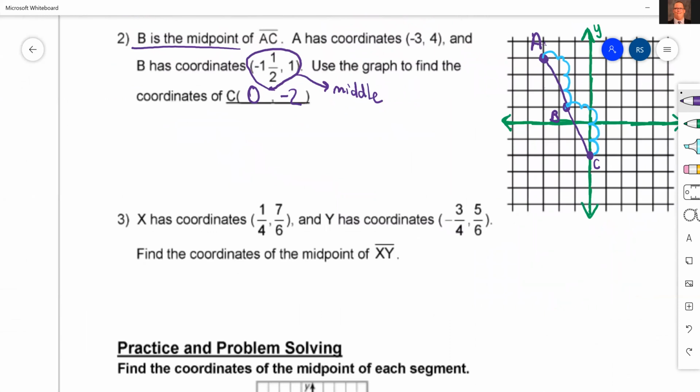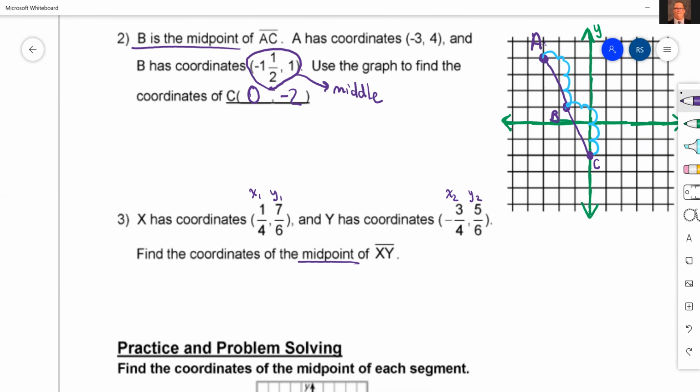Okay, number 3. X has coordinates of 1/4, 7/6. Y has coordinates of -3/4 and 5/6. Find the midpoint. Hey, this is an easy one. They just want us to find the middle. Don't let the fractions scare you. Just do what we know how to do. So label our points. X1, Y1. X2, Y2.